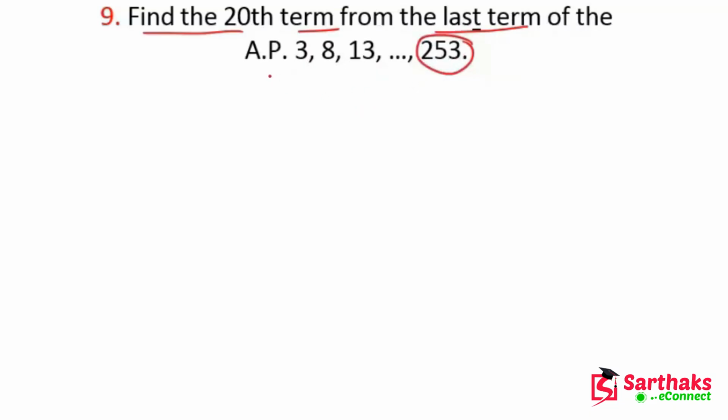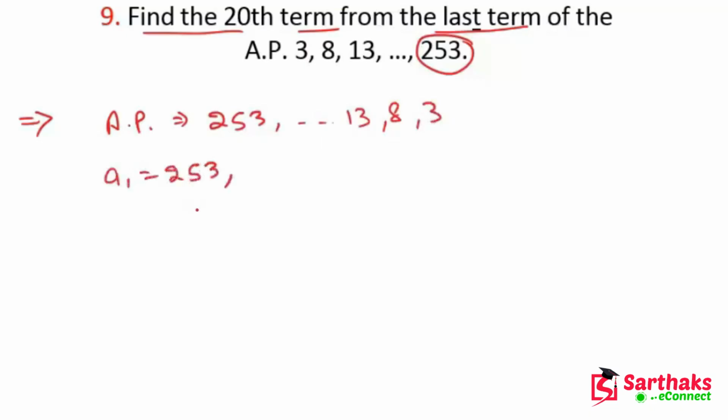For this, first of all, we have to reverse this AP. We reverse it like 253, and this will be 13, 8 and 3. Now in this case we have a1 is 253, and the last term is 3. I hope you get this point. So now we have to find the 20th term.